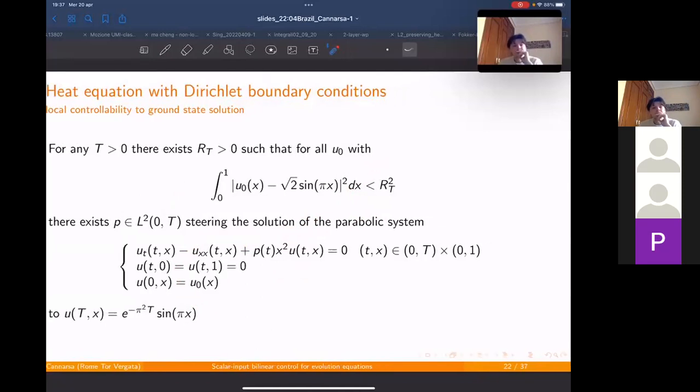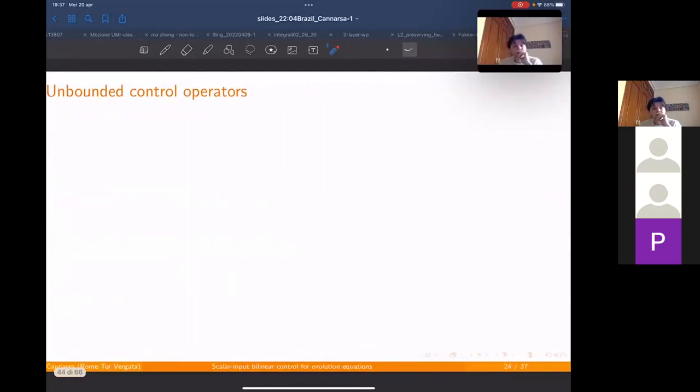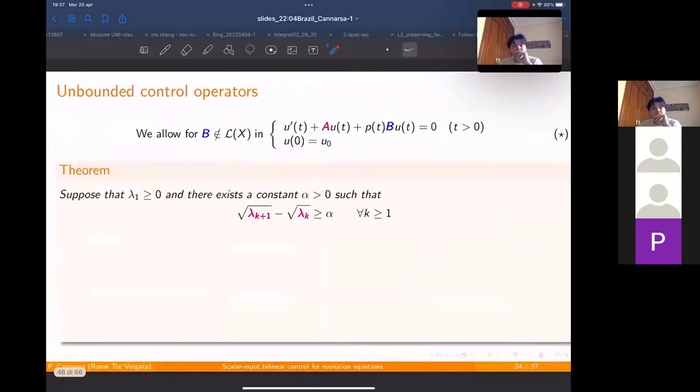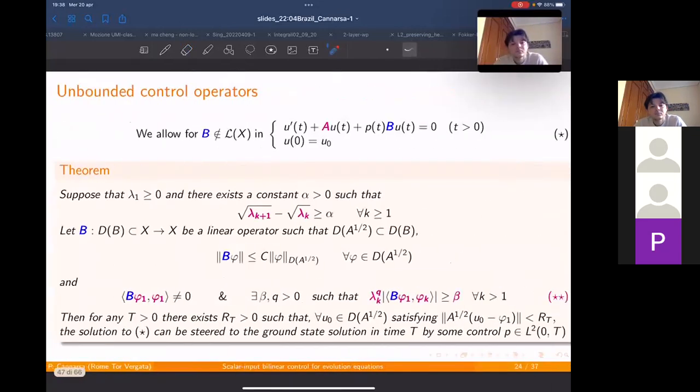Okay, let me go quickly on the extensions, because time is going fast. The first extension is to allow B to be unbounded. This is required if we want to treat, for example, the Fokker-Planck equation we saw at the beginning.